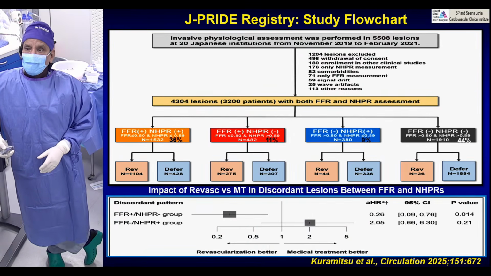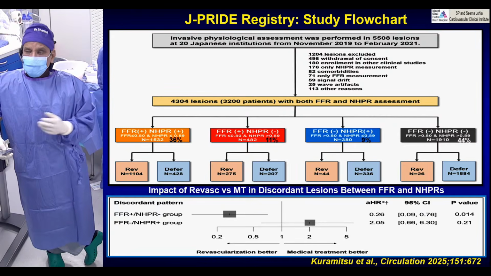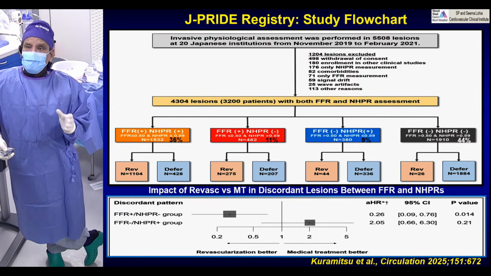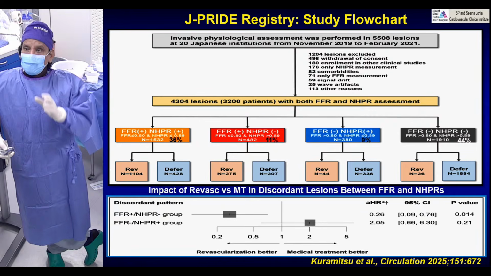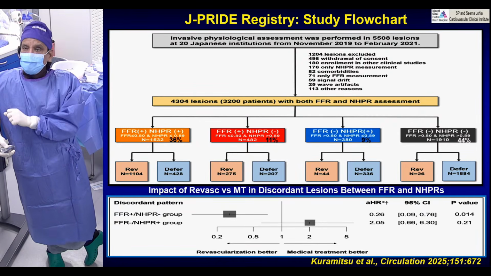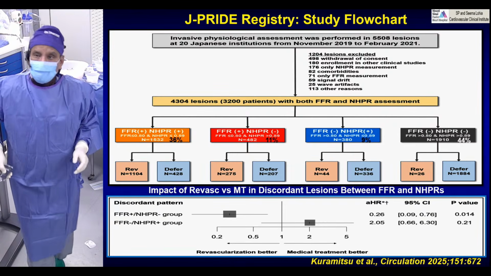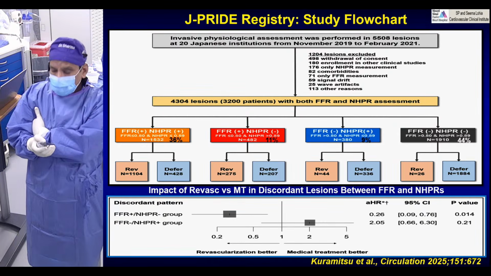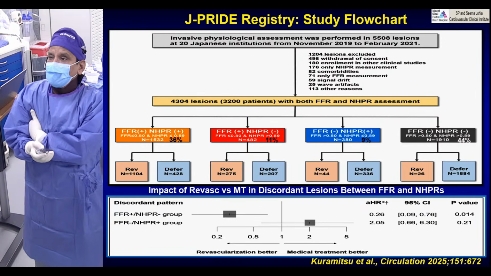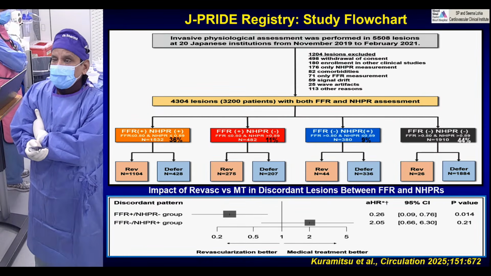They also showed what happens once you revascularize these patients, which is all questionable because there's no guideline. If you are discordant, FFR positive and iFR negative, revascularization does a better job. But if you're FFR negative and your non-hyperemic ratio is positive, those patients actually don't do well in the long run. They have higher complications, as you can see here, and revascularization does not make a difference in those patients.